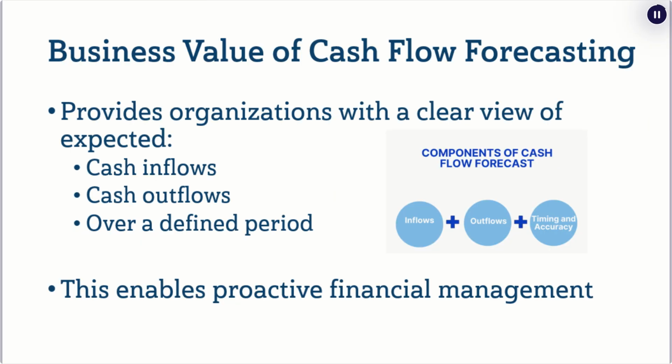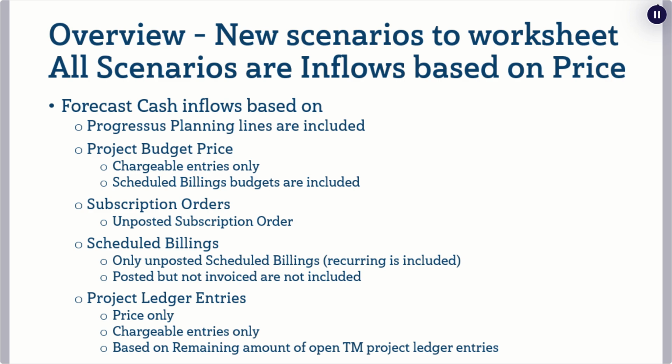The business value of cash flow forecasting is to help businesses understand their future cash balances and make timely decisions. The Progressus team has added cash flow options related to your project data that allow you to more accurately predict future cash flows. Forecasted cash inflows include planning lines from Progressus, project budget prices, for chargeable entries only. Scheduled billings and subscription orders are also included, but only if they're unposted. For project ledger entries, the remaining amount is used for open chargeable entries.